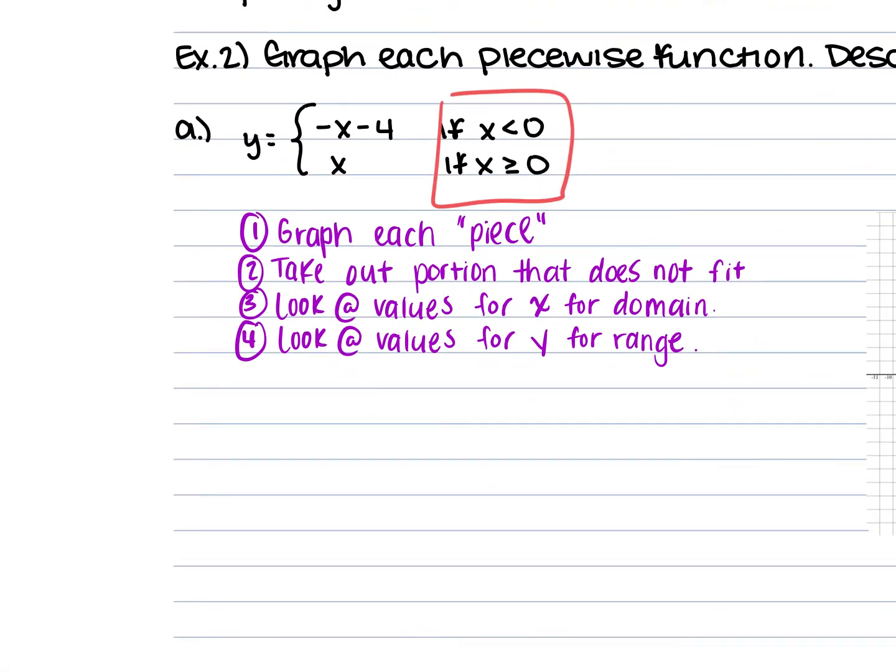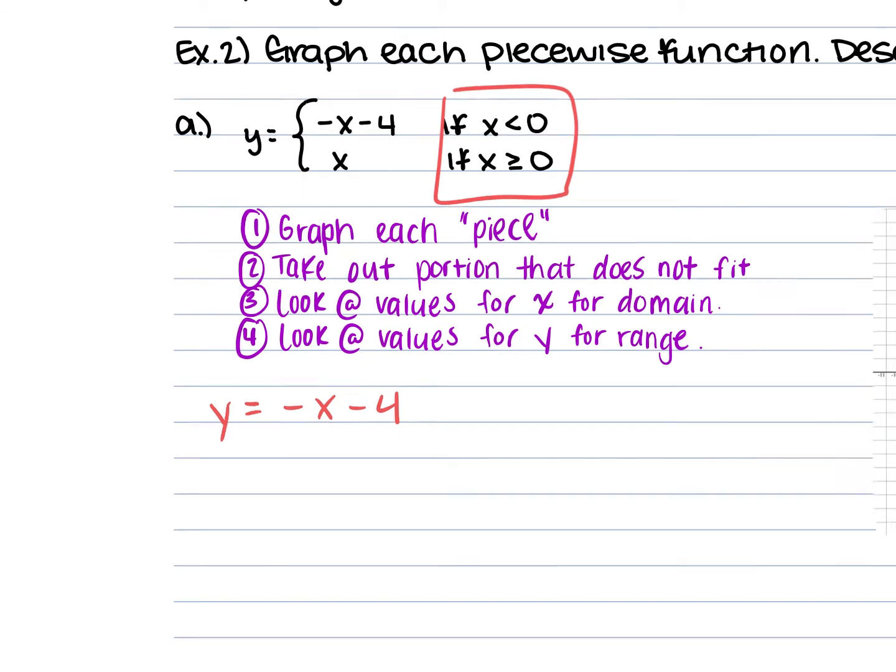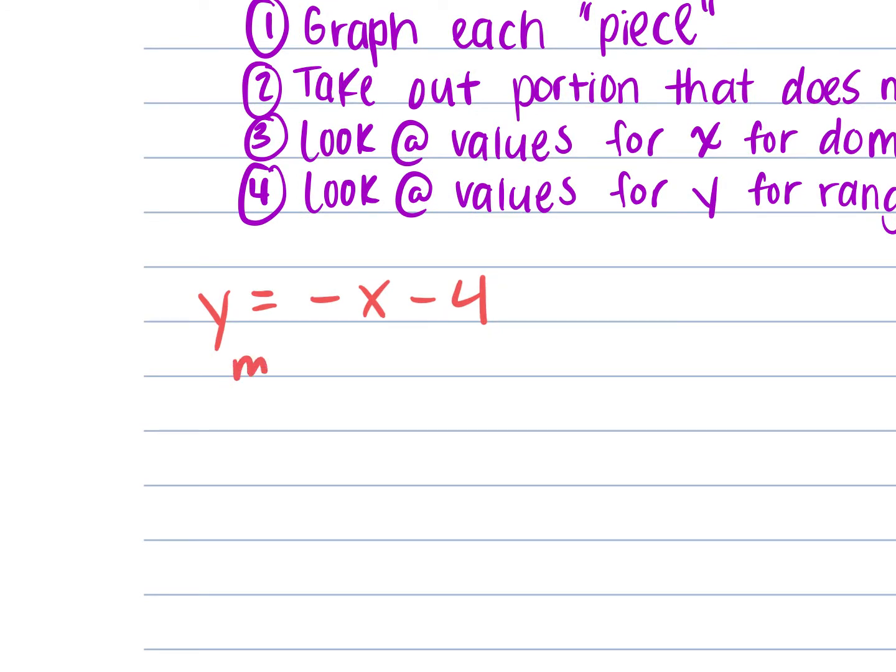So let's start with our first piece. So I'm going to rewrite it down here. y is equal to negative x minus 4. What is my slope here? -1. Remember, y is equal to mx plus b. So the number in front of the x is my slope, so my slope would be -1. What's my b?